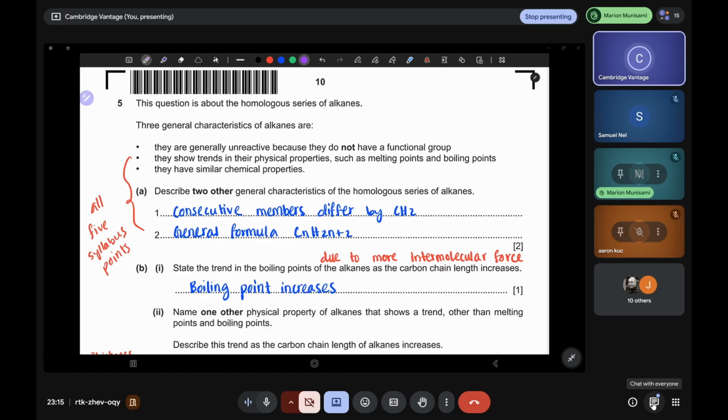What they asked us to do is describe two other general characteristics. Now, if you go through your notes or if you look at the syllabus, there's 5 main points listed over here, and they wrote down 3 already. So you only had 2 other options. In other cases, what they usually do is they maybe state 1 or 2 so that you have multiple options to write down the 2 other characteristics. But for this question, you did not. You had to write these. There is no other option except for these.